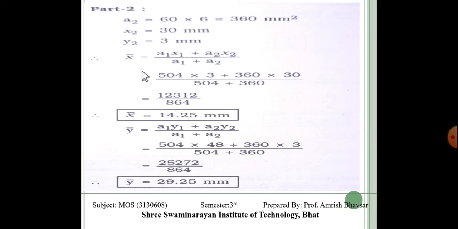Now, x bar is equal to a1 x1 plus a2 x2 upon a1 plus a2. a1 is equal to 504 by 3. So we will get x bar is equal to 14.25, and y bar is equal to a1 y1 plus a2 y2 upon a1 plus a2. So we will get y bar is equal to 29.25.